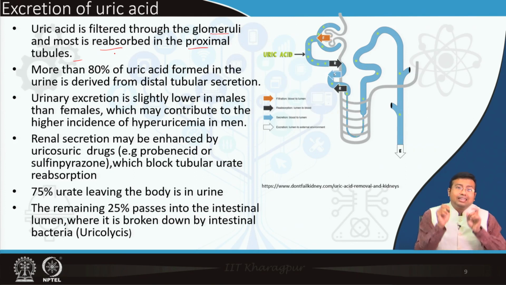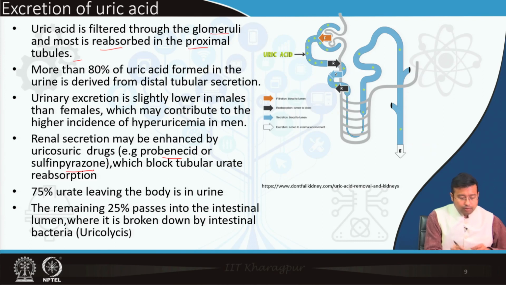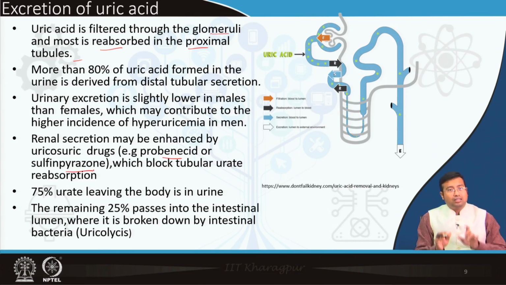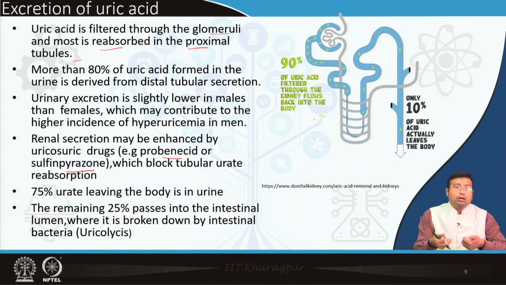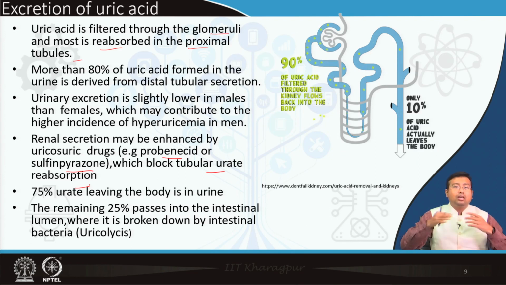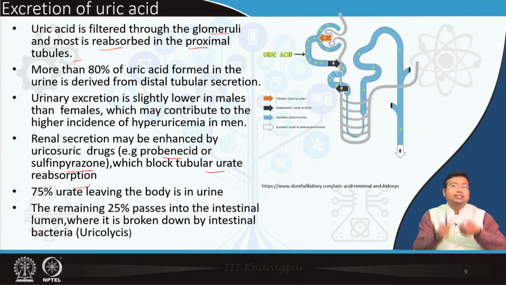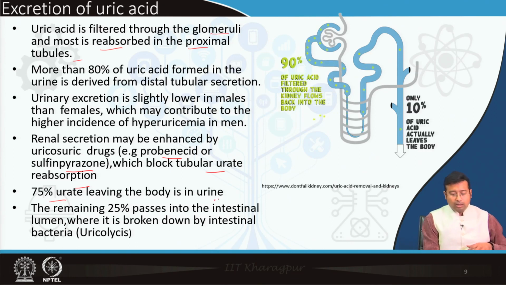And this renal secretion may be enhanced by certain drugs, for example, probenecid, sulfinpyrazone. These are drugs that actually block tubular urate reabsorption, and hence once it is secreted it cannot be reabsorbed, and thus uric acid is excreted in urine. This is one mechanism we should know, and this concept will come handy later on whenever we are discussing treatment of hyperuricemia. Anyway, 75% of the urate leaving the body is in urine.